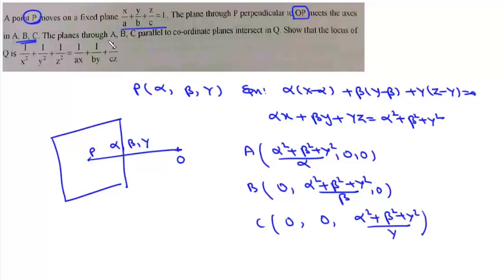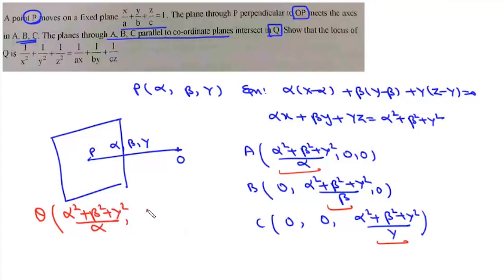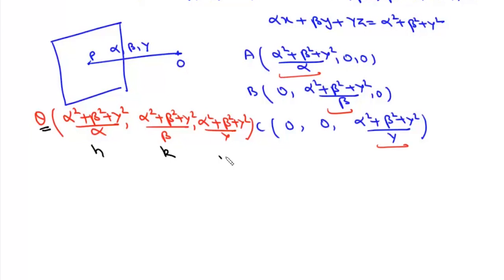Now it says planes through A, B, C parallel to the coordinate planes intersect in Q. Now we know that if we draw parallel planes through A, B and C, then they'll intersect at a point whose coordinates are given by these intercepts. So the coordinates of this point Q will be: x coordinate alpha square plus beta square plus gamma square upon alpha, y coordinate alpha square plus beta square plus gamma square upon beta, and z coordinate alpha square plus beta square plus gamma square upon gamma. Now we need to find the locus of this point Q. So we'll take this as h, k and l.